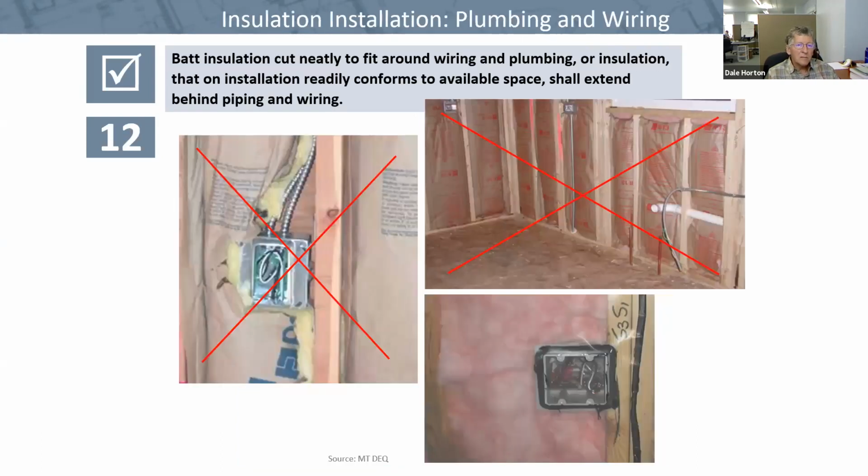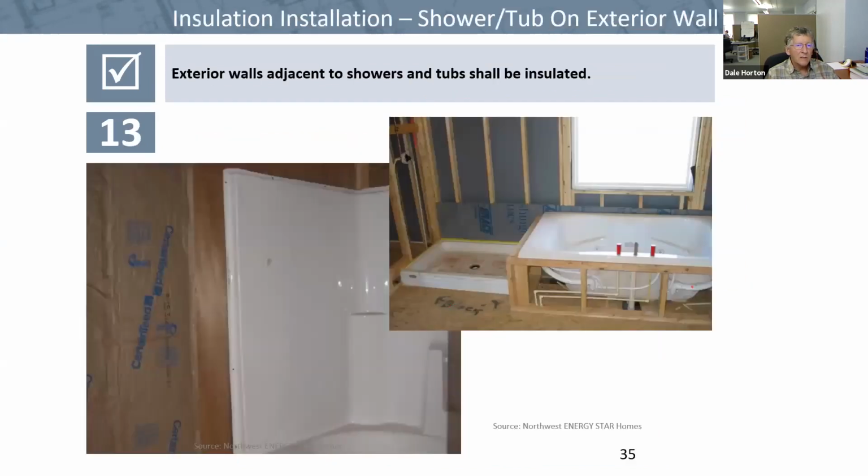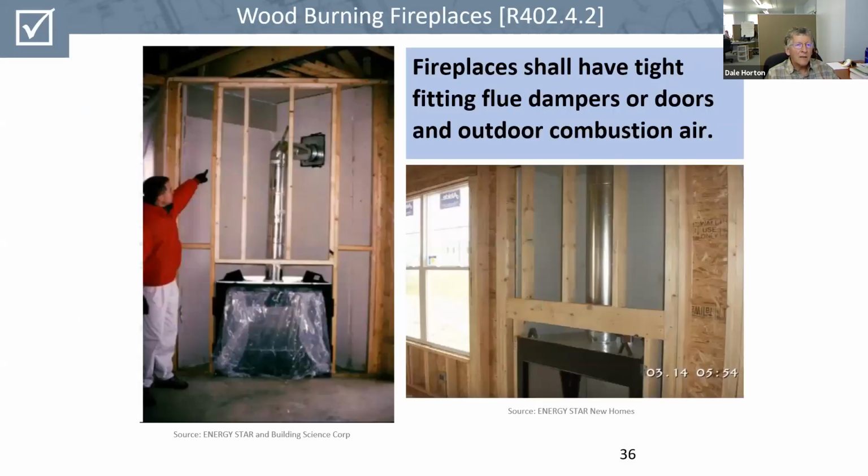And then for insulation, you have to carefully fit insulation around penetrations, whether plumbing or electrical, and not just depress the insulation. Exterior walls must be insulated. That makes sense. And for fireplaces, this is not new. You have to have tight-fitting flue dampers and doors, and outdoor combustion air into the firebox.